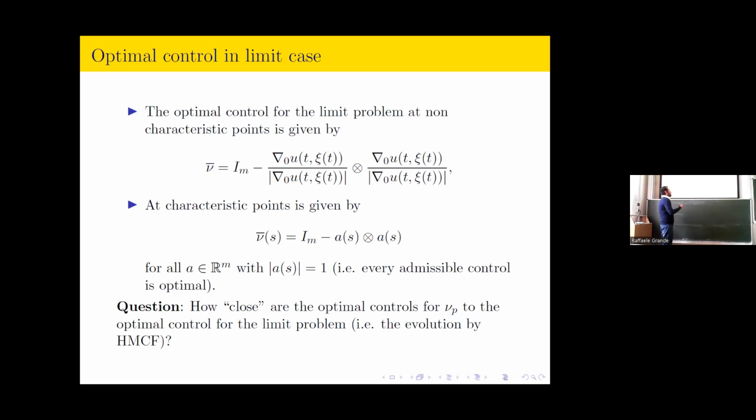and that is the optimal control for this setting. And at characteristic points, we can take every admissible control, and it is optimal. So we have like a vortex of optimal control in some sense.